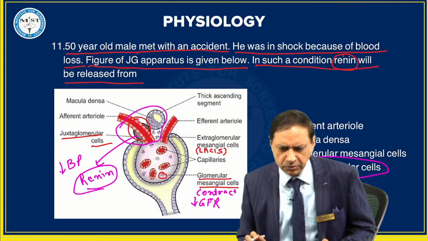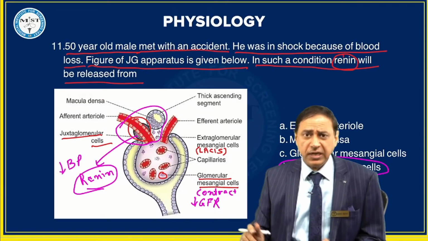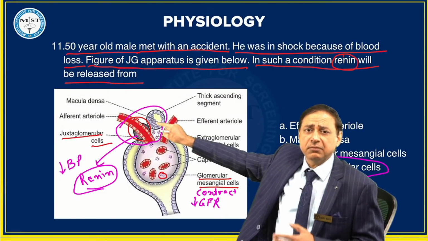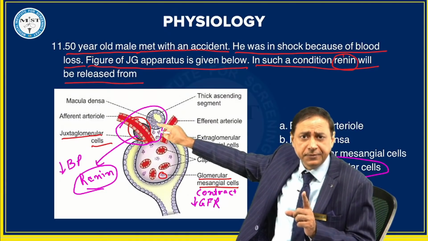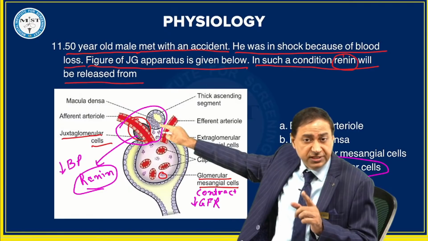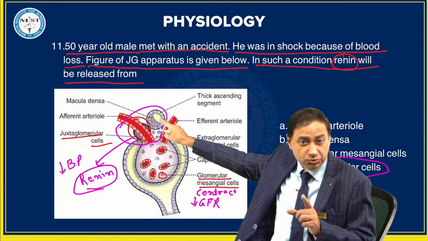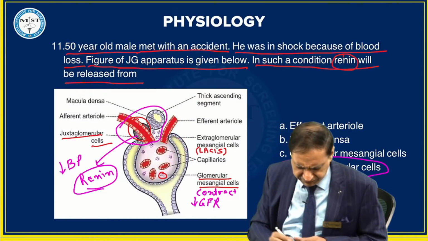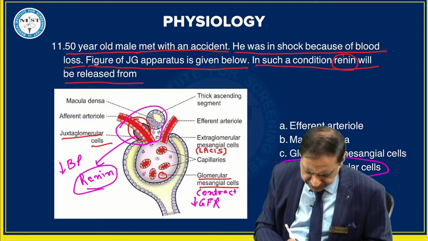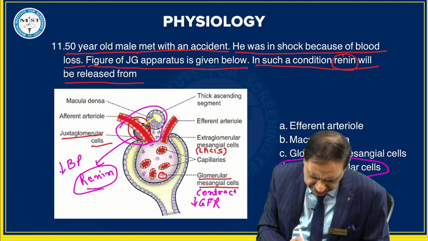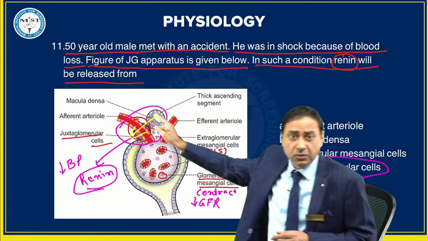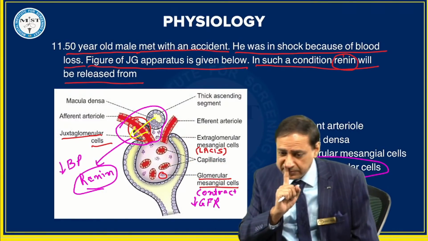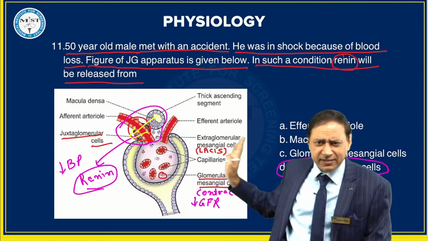Yeah, Rahul, macula densa will sense the low BP, you can say. When BP is low, GFR is reduced, so the urine flow at macula densa is reduced. Macula densa will sense it, and after sensing, it will send a signal to the JG cell to release renin. You are right. This is the standard explanation.